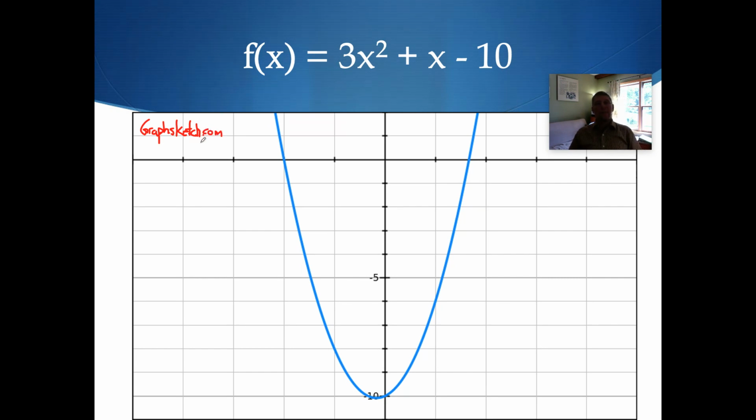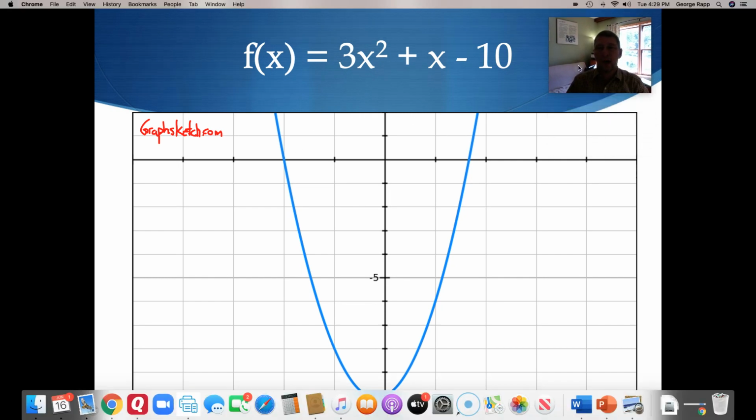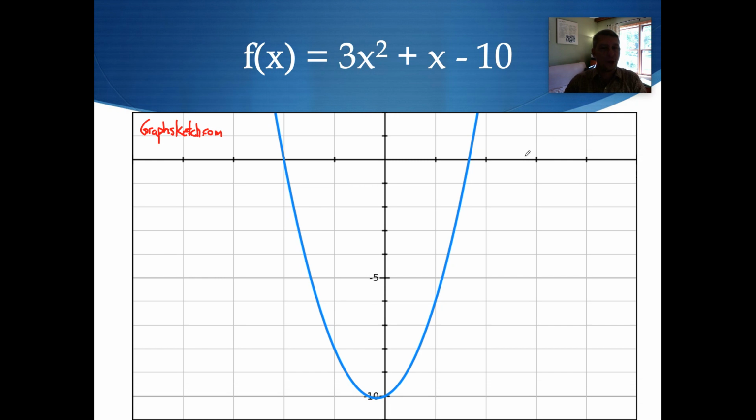GraphSketch.com. This is the program that I actually used to draw the graphs that you see on the screen now. I cut and pasted them into this PowerPoint, but you can use this to draw your graphs. I highly recommend, if you don't have a graphing calculator, that you go to this website and play around with it a little bit, because it will be quite helpful.